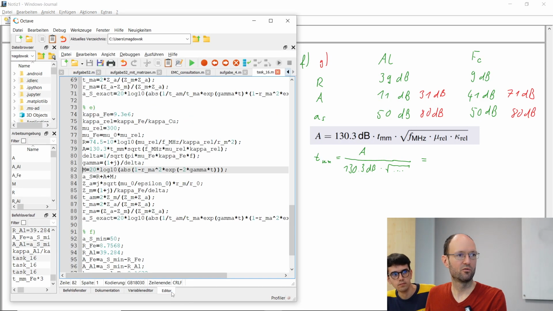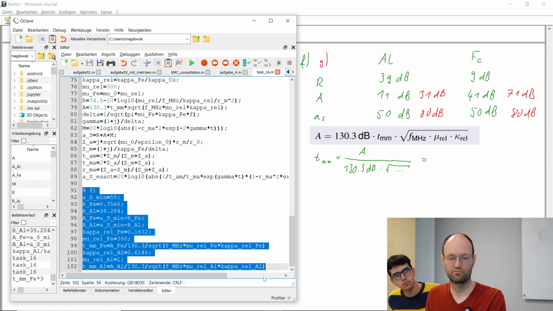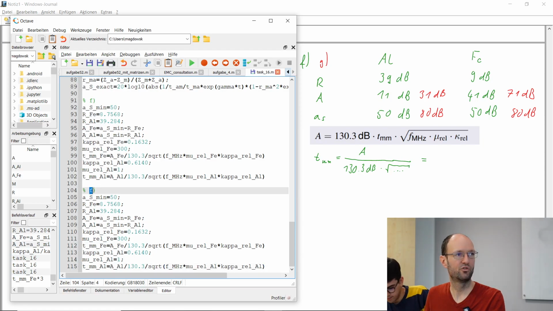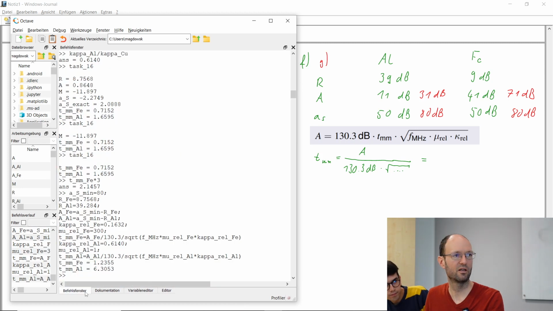So this is what I will do in the editor. I will copy all this stuff, rename it to subtask G, and I think I only need to change one value, the 50 into 80, and recalculate all this stuff here. And this is what I will do just with F9.